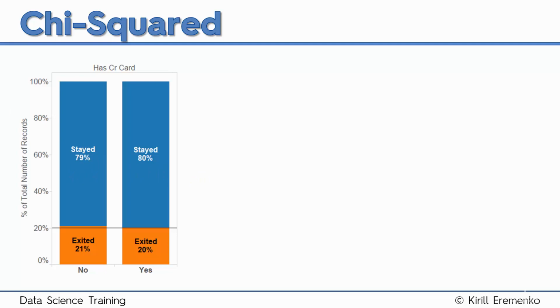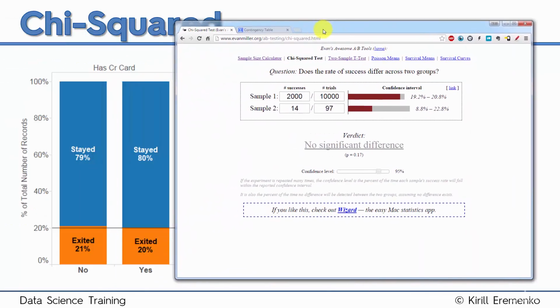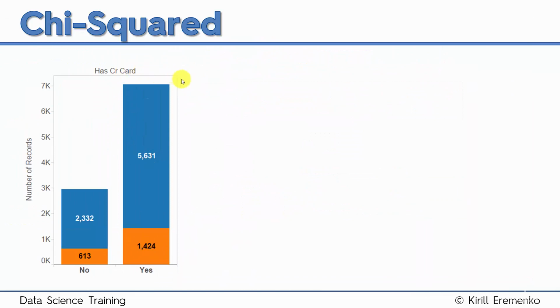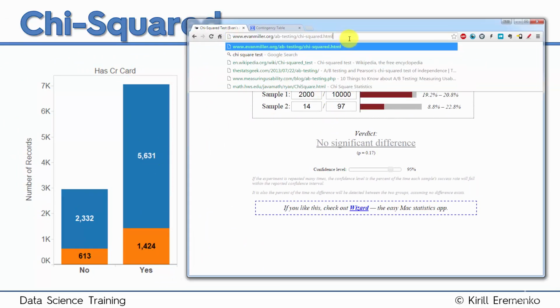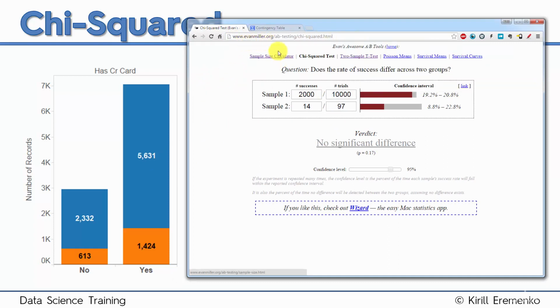All right. So now what I wanted to show you is an online tool, how to run the chi-squared test. There's our online tool. So let me just move this to credit card. This is the website. I like this tool, evanmiller.org/ab-testing/chi-squared.html. So you put in your successes here, say in this case 613.